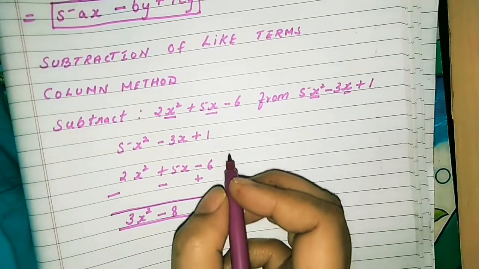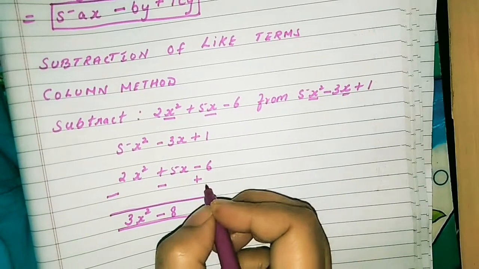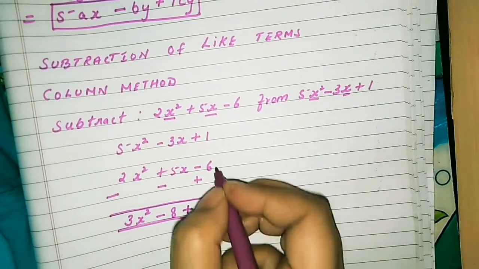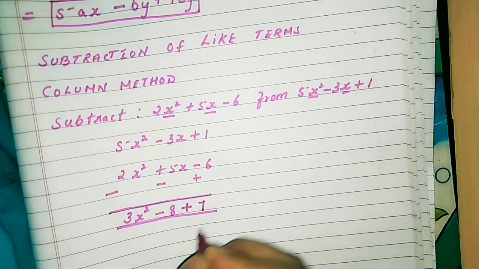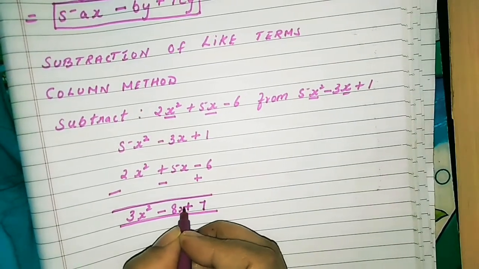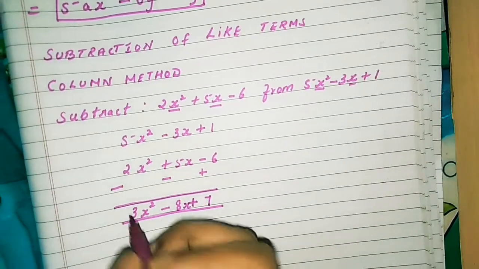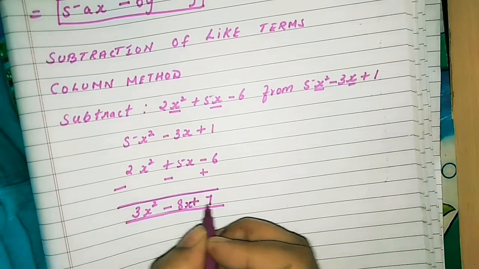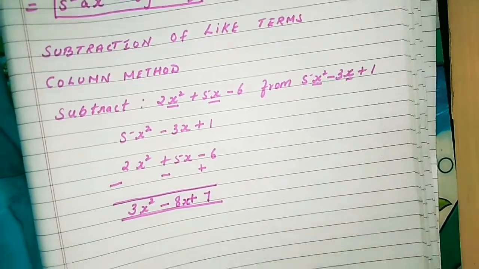And in the last one, we again see that the signs are the same. So just write down the sign, and 6 plus 1 gives us 7. So this is your answer. Oh, don't forget to write the x. I always forget certain things. So 3x square minus 8x plus 7. Now this is your answer.